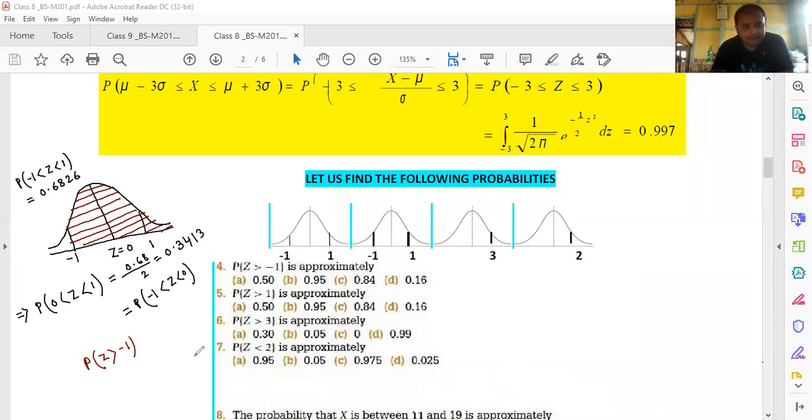I hope you are understanding. Now carefully observe, I'm going to use the property of the normal curve over here. The probability of z greater than minus 1 can be written as the probability of z lying between minus 1 and 0, plus the probability of z lying between 0 and infinity. Why? Look at the figure. It is asking you to calculate the probability of z lying between minus 1 and infinity. So I'm breaking it into two parts, minus 1 to 0 and 0 to infinity.